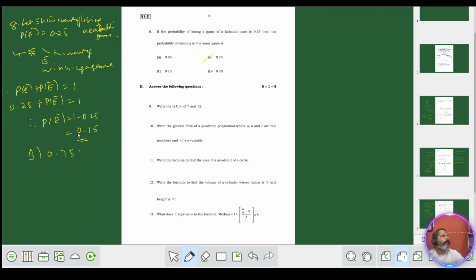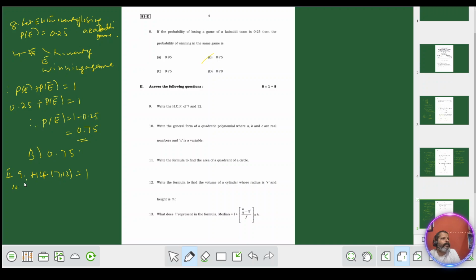Okay. The first main is completed. We'll move to the second main. Ninth question. What is the HCF of 7 and 12? You should know this directly. Don't try to calculate, because they are co-primes. HCF will be 1 for co-primes. Let's move to the next question.